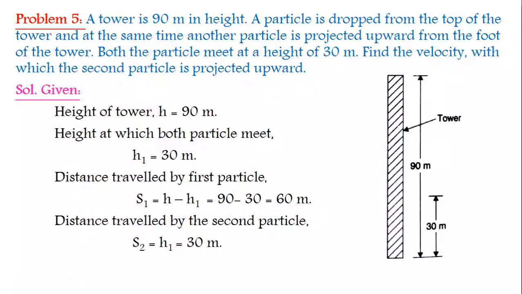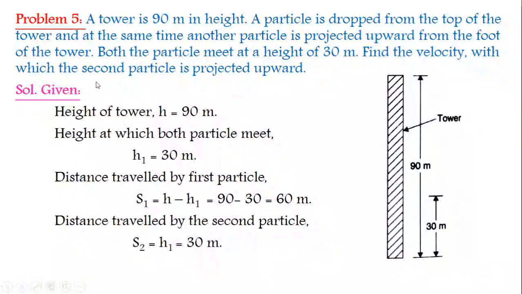Now find the velocity with which the second particle is projected upward. At what velocity must we project the second particle so that both objects meet at a 30-meter height? The initial velocity of the second particle is what we have to find here.